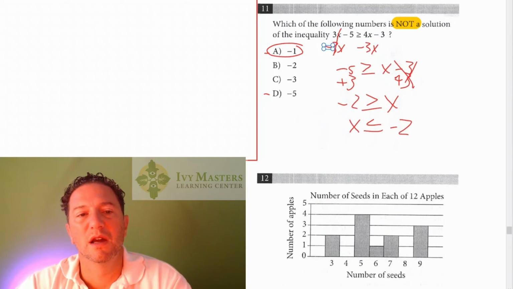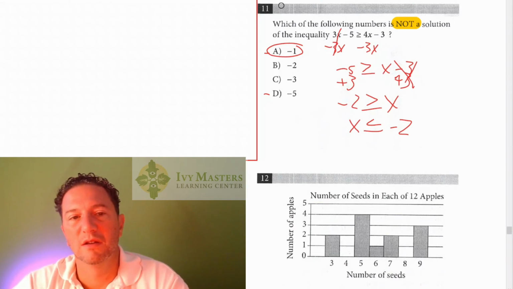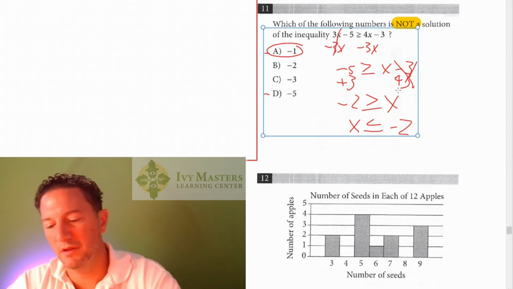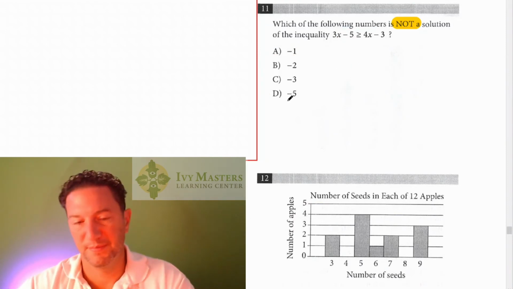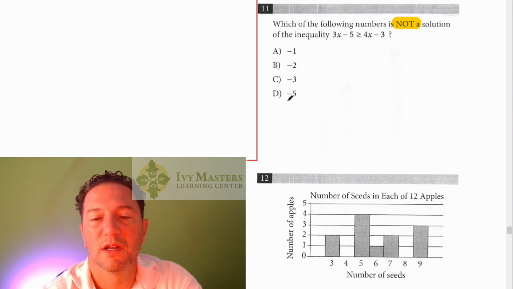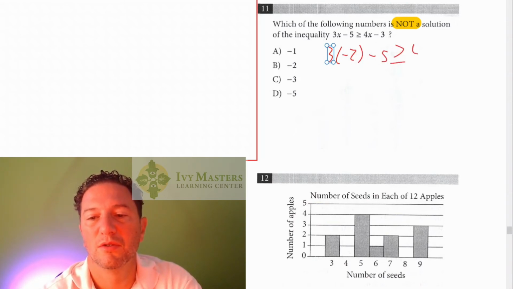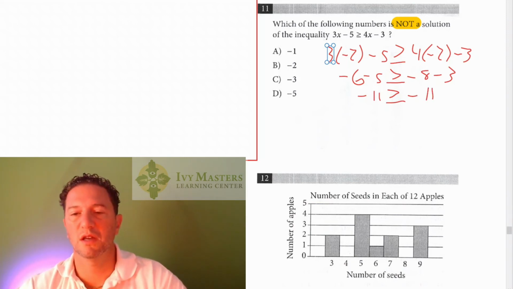Now, how do you use your answer choices? Let's see what a wrong answer looks like. Let's say that we plug negative 2 in here. Then we have 3 times negative 2 minus 5 greater than or equal to 4 times negative 2 minus 3. And 3 times negative 2, negative 6 minus 5 greater than or equal to negative 8 minus 3. We get negative 11 is greater than or equal to negative 11, which checks out.